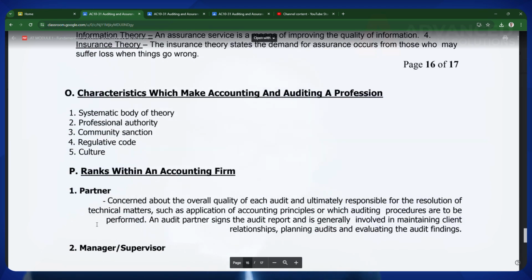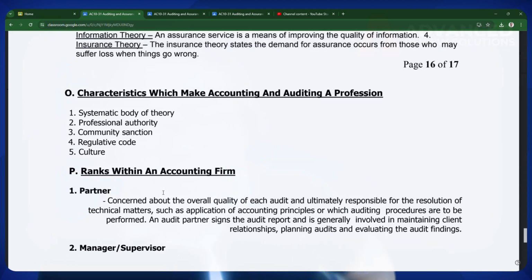Alright. So, what are the characteristics which make up the accounting and auditing profession? A systematic body of theory. Professional authority. Community sanction. Regulatory scope, code. Culture. That's why it is very important here. Those are the characteristics.